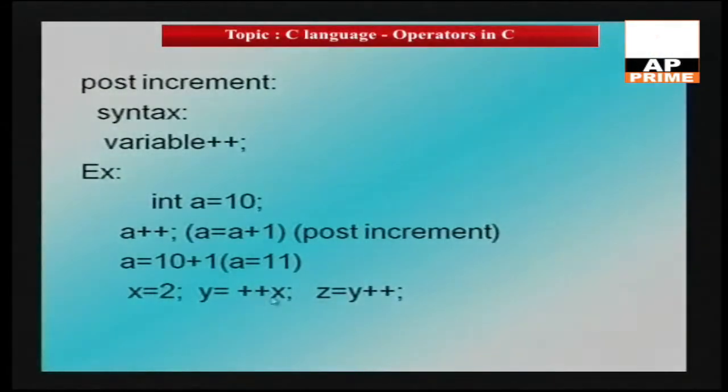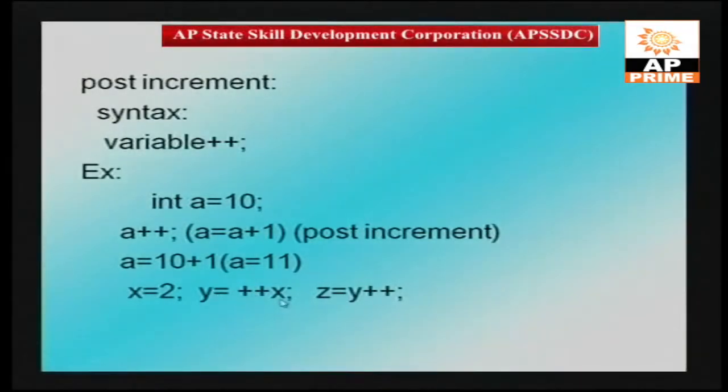Now is this pre-increment or post-increment? Pre-increment. What does that mean? First 1 is added to the x value, 1 plus 2. What is 1 plus 2? 3. The 3 is sent to y. What is meant by ++x? 1 is added to 2, then it is sent to y. Now y is also 3, and x is also 3.